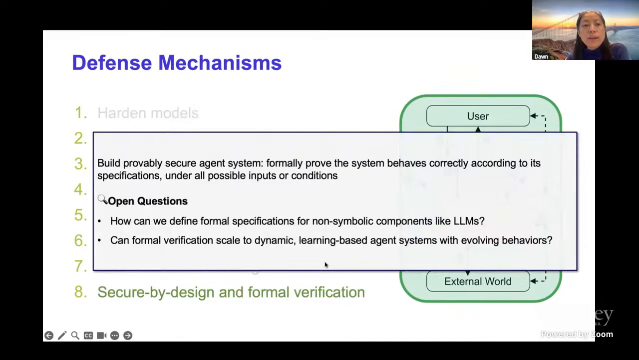And finally, we also want to enable secure by design through formal verification, as I mentioned earlier as well. We want to build privileged secure agent systems and formally prove that the system behaves correctly according to its specifications, ideally under all possible inputs and conditions. Of course, this is a huge challenge and open question for these hybrid agentic systems, and how we can scale this up.